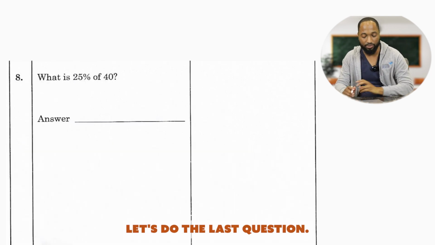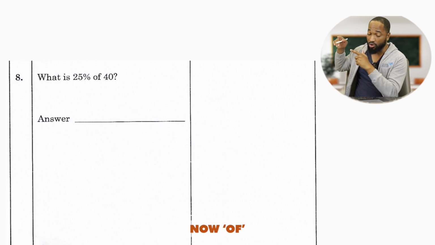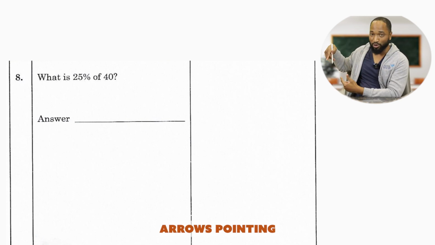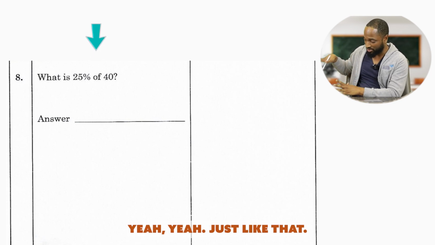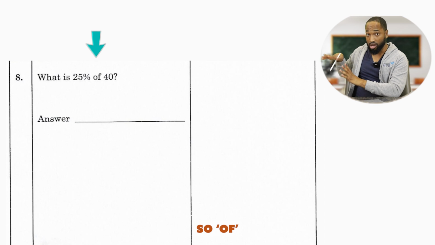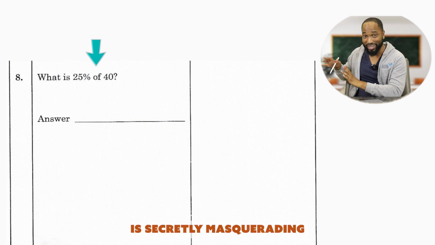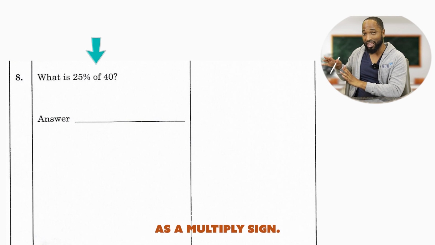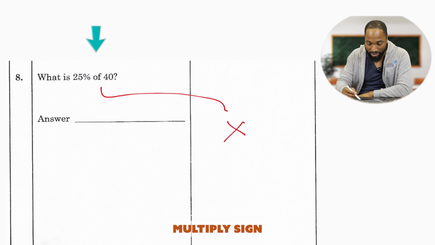Let's do the last question. What is 25% of 40? Now, "of", can I get some arrows pointing at "of"? Yes, just like that. "Of" is secretly masquerading as the multiply sign. "Of" really wants to be a multiply sign.